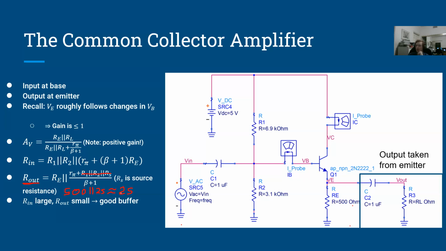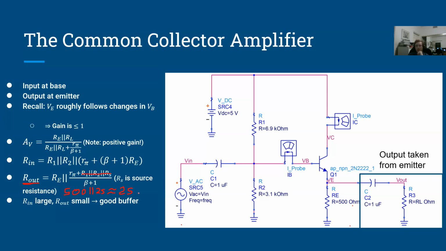That means if we have a low impedance load, like if RL was 50 ohms or something smaller, we'd be able to drive it without losing much voltage across that voltage divider effect. If RL is 25 ohms in particular, we see a gain of 0.5 instead of 1, right?